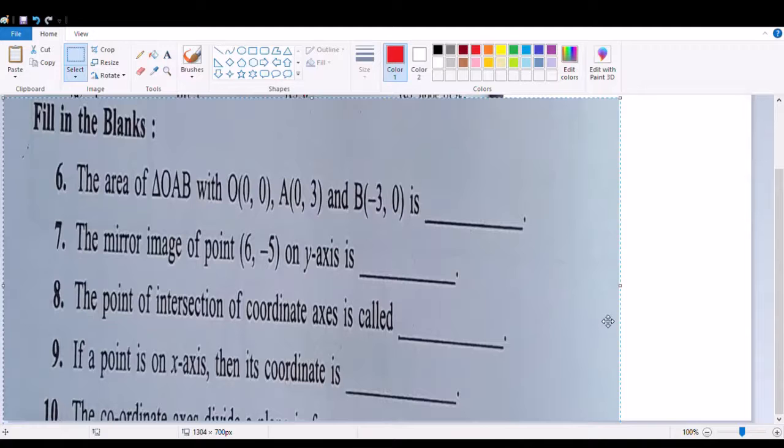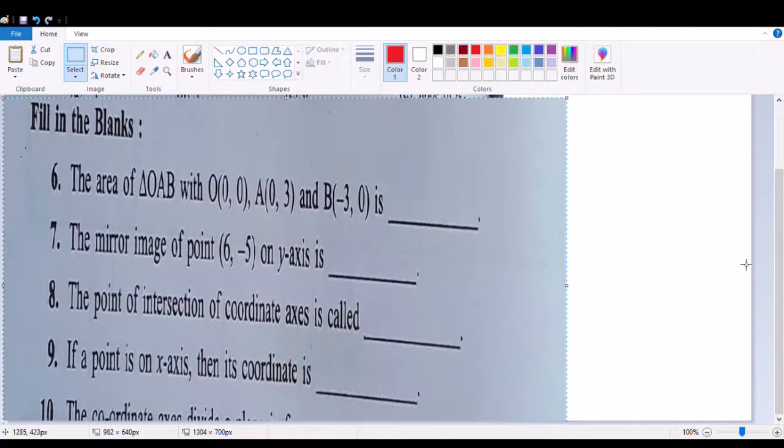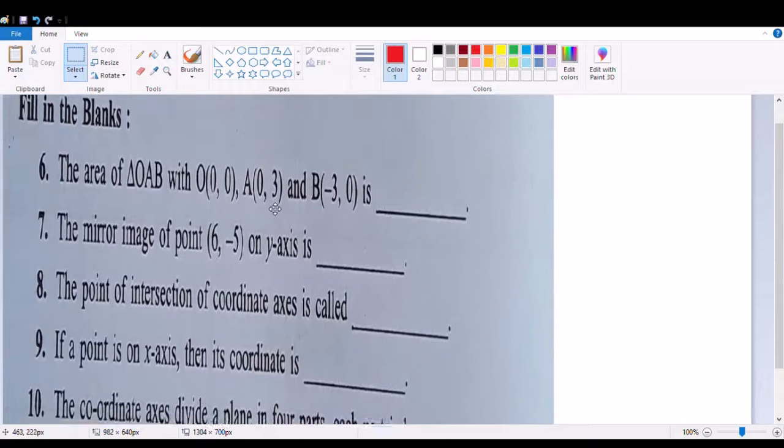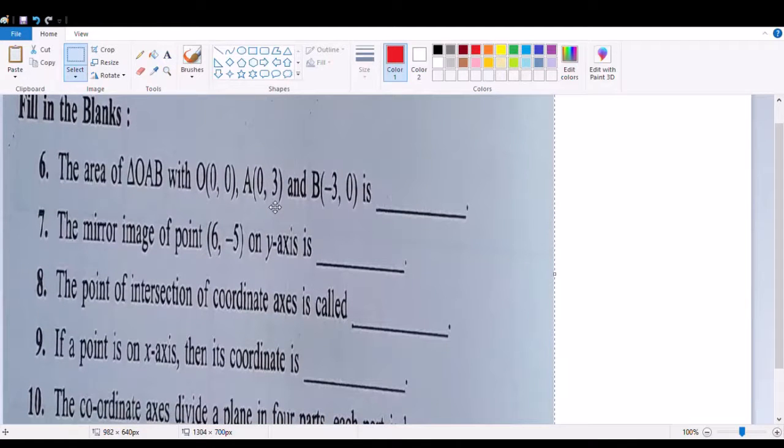The second set of questions is fill in the blanks. The first question: the area of triangle OAB with O(0, 0), A(0, 3) and B(-3, 0) is. You have to find the area. I think you know how to find the answer.